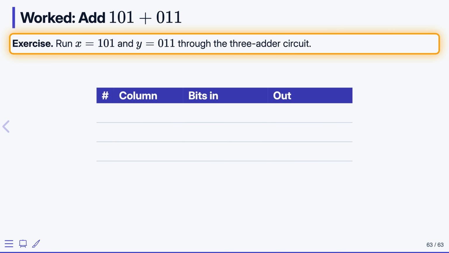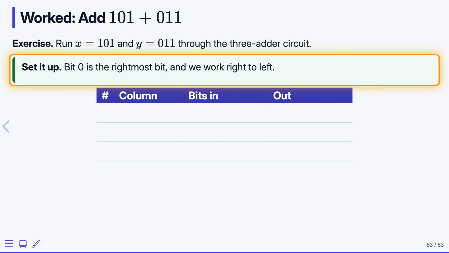Let's push real numbers through that circuit. X is 1, 0, 1, and y is 0, 1, 1. Set it up. Bit 0 always means the rightmost bit. So for x we have x0 is 1, x1 is 0, x2 is 1. For y we have y0 is 1, y1 is 1, y2 is 0.